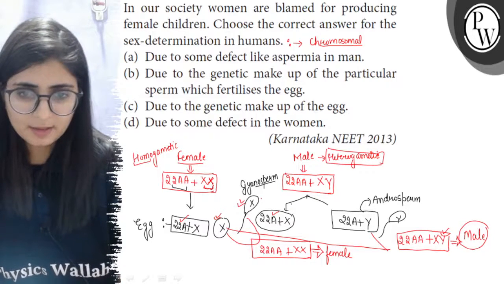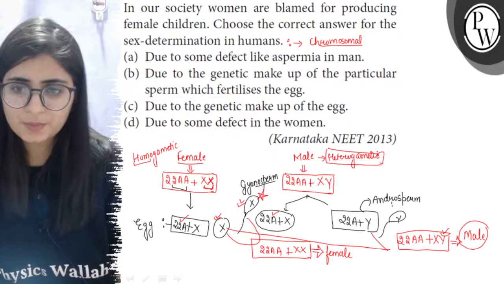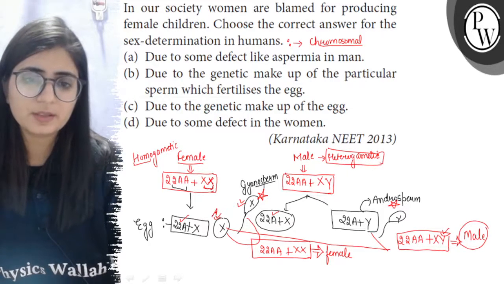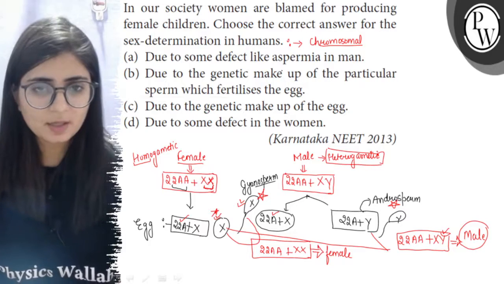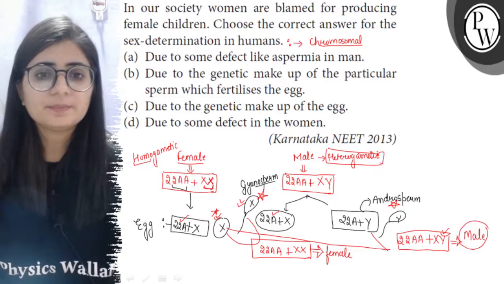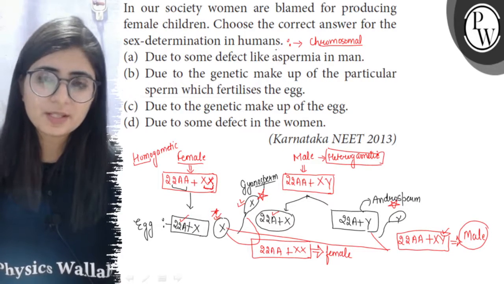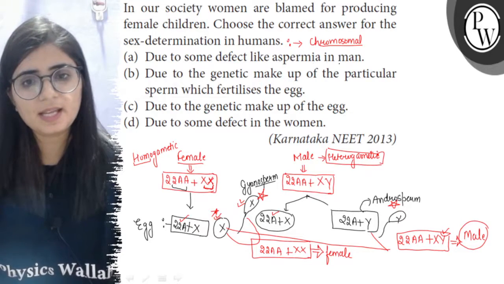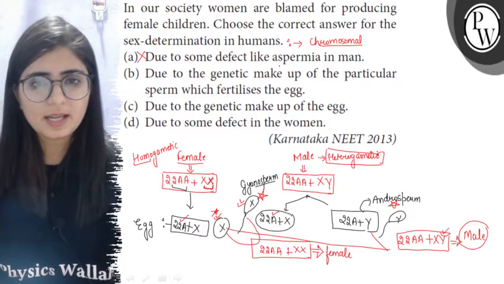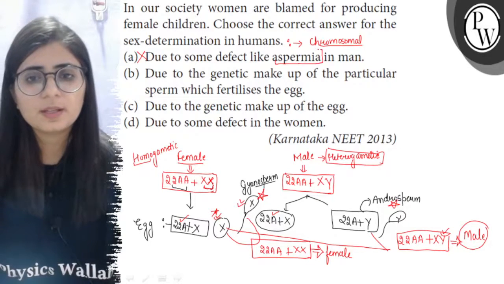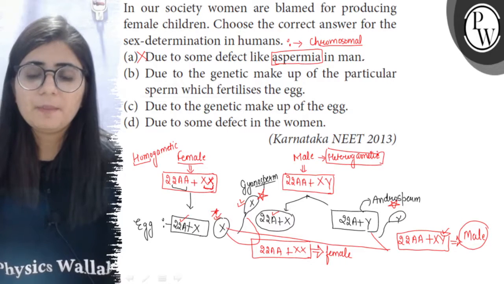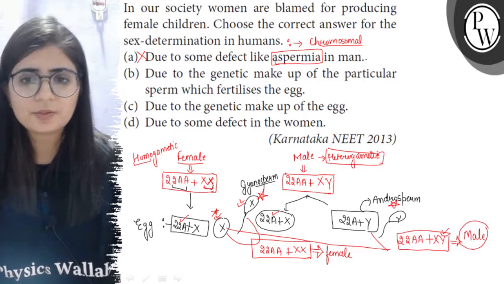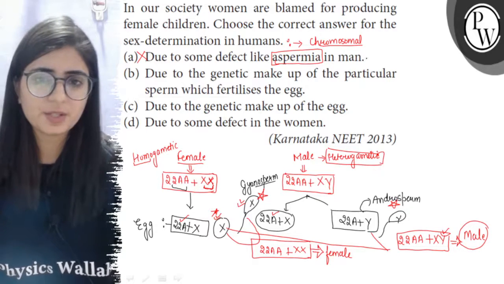So we can see here that it is actually the sperm, because sperms are of two types. So it is dependent on the sperm, that which sperm is fused with the egg. So let's see now, we have to choose the right statement with respect to sex determination. The first is due to some defects like aspermia in men. So it is incorrect. Aspermia, A means without. If a male is incapable of producing sperm, this is called aspermia. So this is not the basis of sex determination.